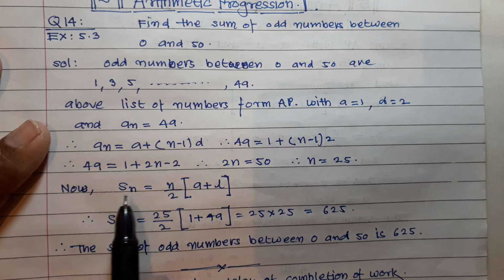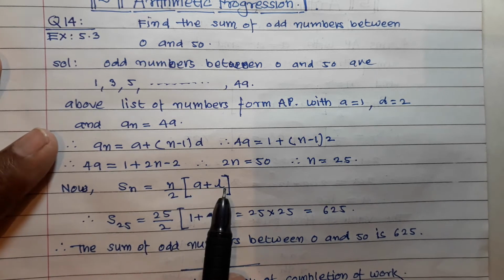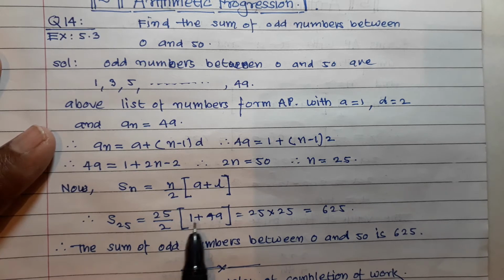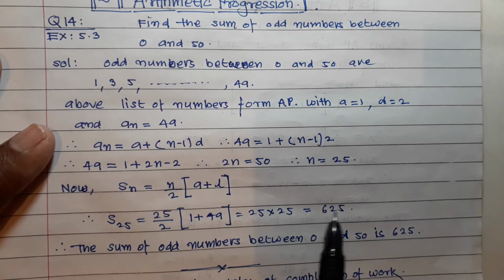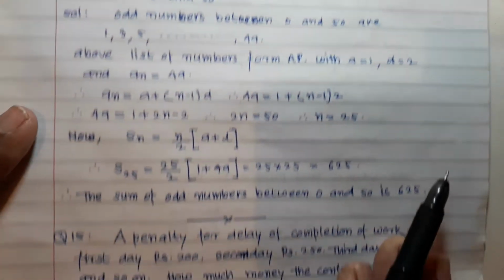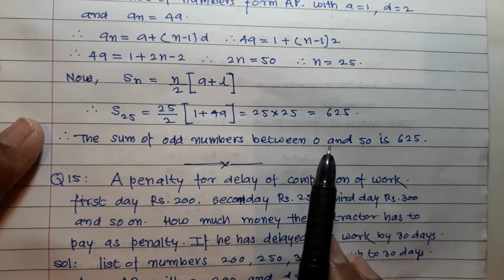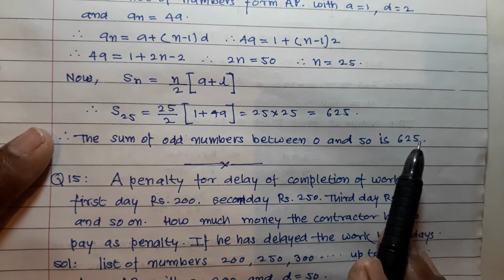Now Sn is equal to n upon 2 into (a plus l), and therefore S25 is equal to 25 upon 2 into (1 plus 49), which is 25 into 25, which gives you 625. Therefore the sum of the odd numbers between 0 and 50 is 625. Okay.